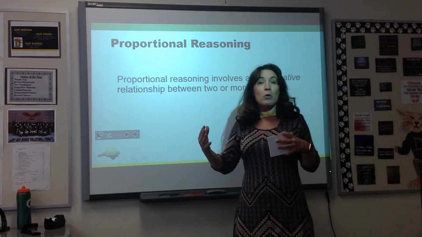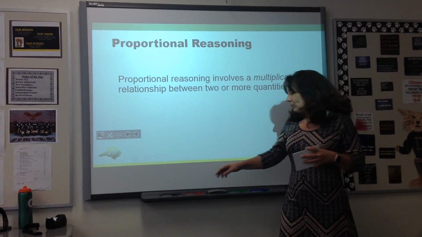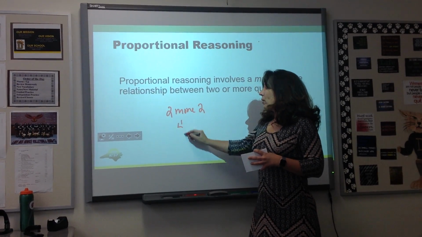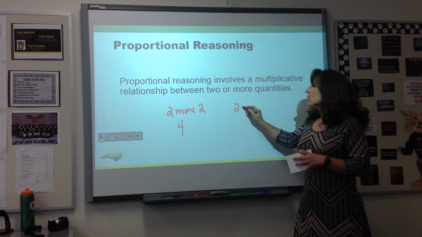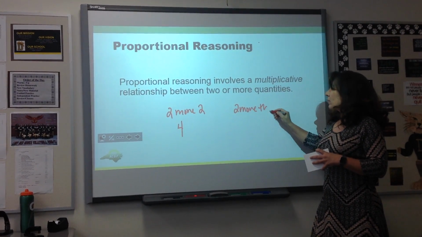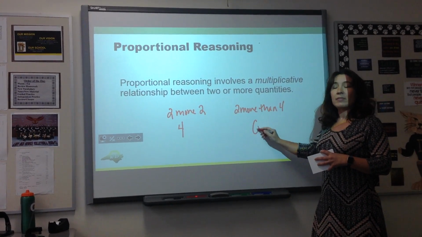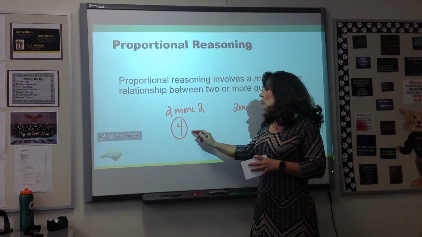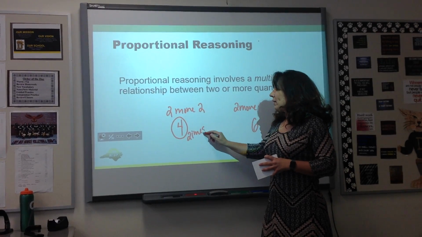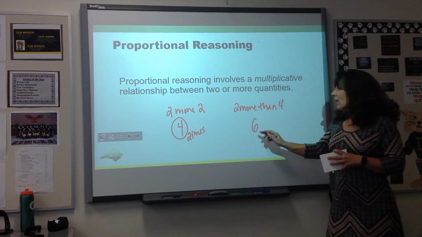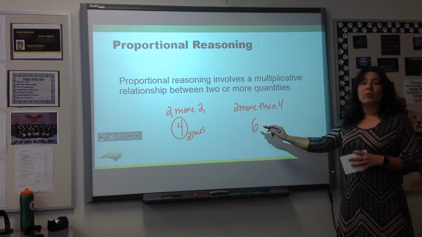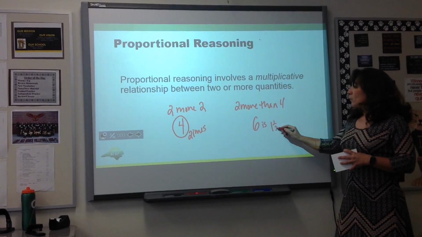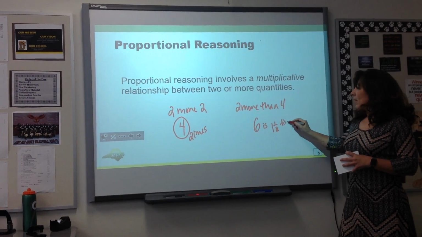If I said 2 more than 2, well, that's 4. 2 more than 2 is 4, okay? But 2 more than 4, well, that's 6. Well, 4, while it's 2 more, is also 2 times as big as 2. Whereas 6 isn't twice as big as 4. 6 is 1.5 times as big as 4.